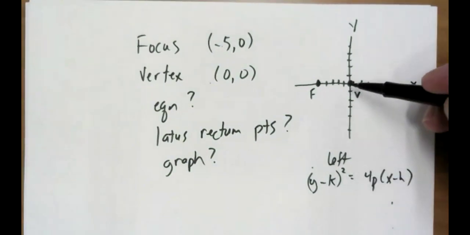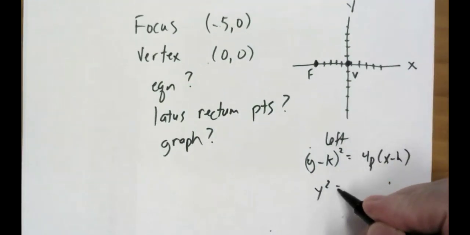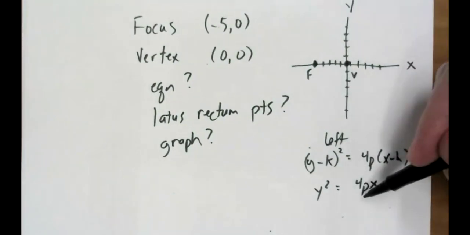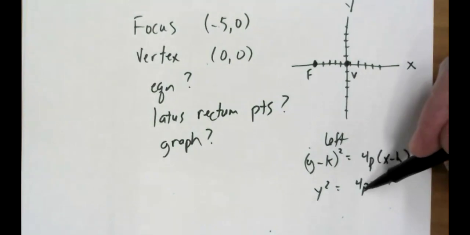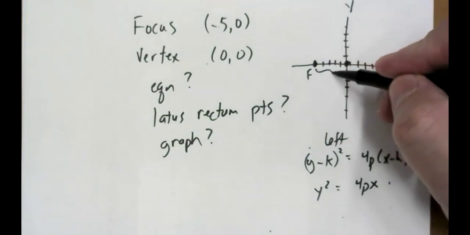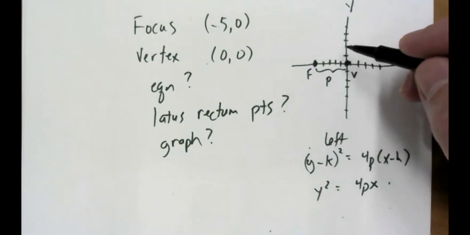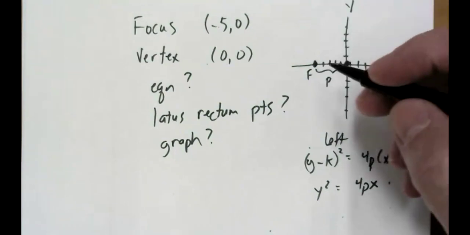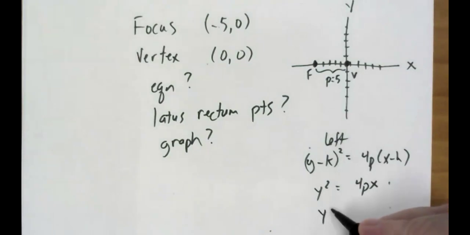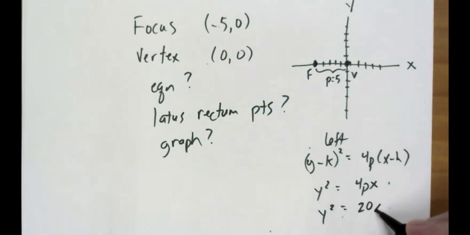Now h, k are the vertex. Well, the vertex is 0, 0. So this makes this equation really pretty straightforward. Now, if I know the value of p, then I have my equation. And p is always the distance between the focus and the vertex. In this case, it's 5. So y squared equals 4 times 5, which is 20.